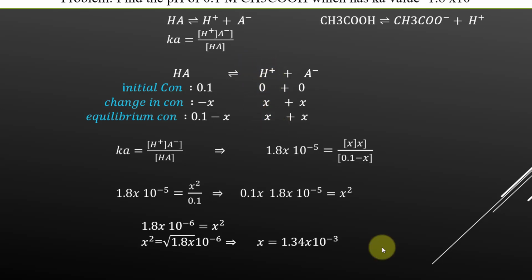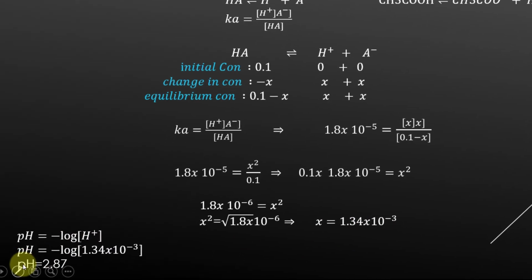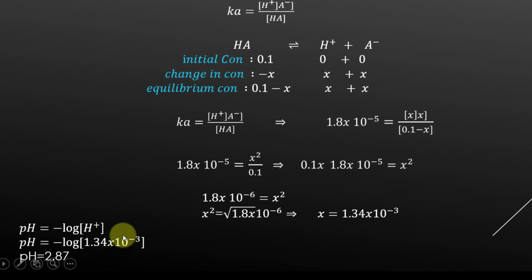Now we know the pH is equal to negative log of H positive ion. So this is the H positive ion concentration. Let's put this into this expression and solve it, and the pH would be 2.87. So the pH of this 0.1 molar CH3COOH solution is 2.87.